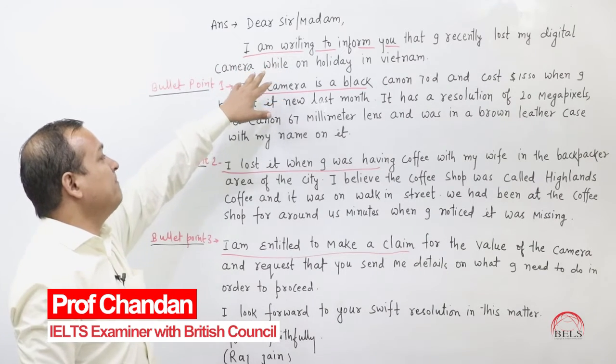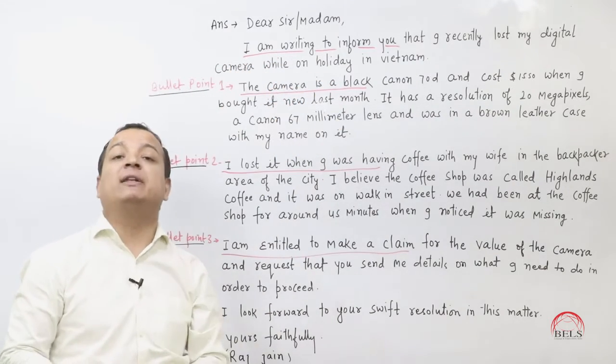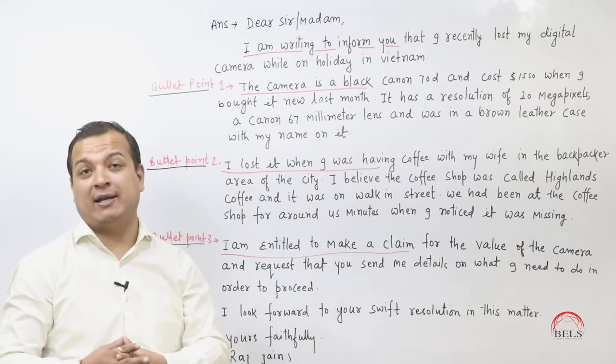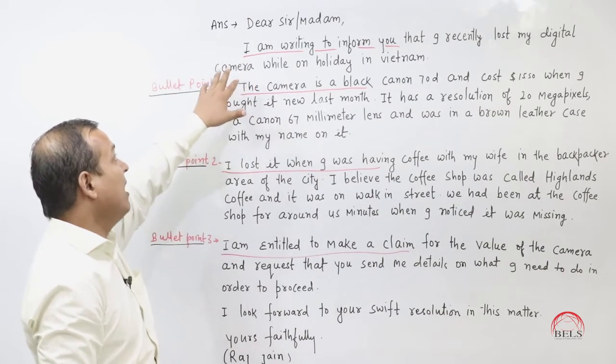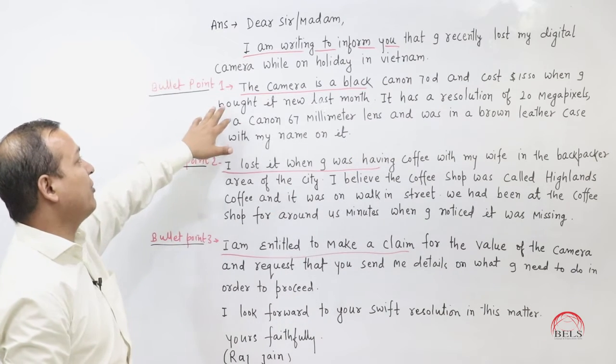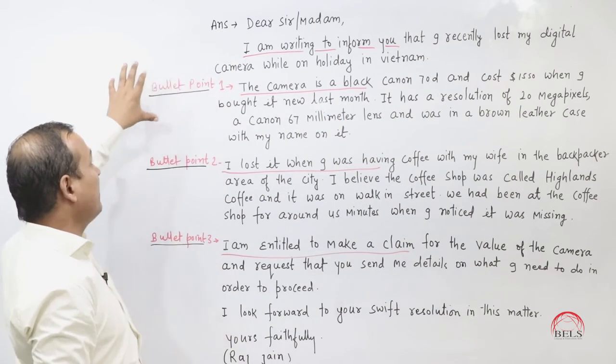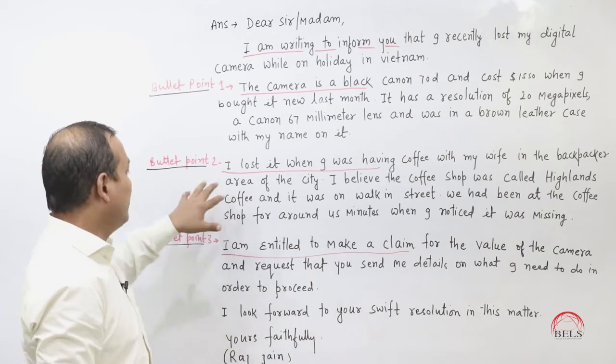"Dear Sir or Madam, I'm writing to inform you that..." Basically, this is the purpose of the letter. This is very important to highlight the purpose at the start. "I'm writing to inform you that I recently lost my digital camera while on holiday in Vietnam." This is the purpose of the letter. Now you'll be coming to bullet points 1, 2 and 3.